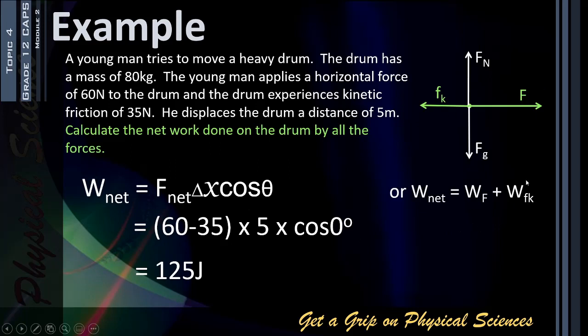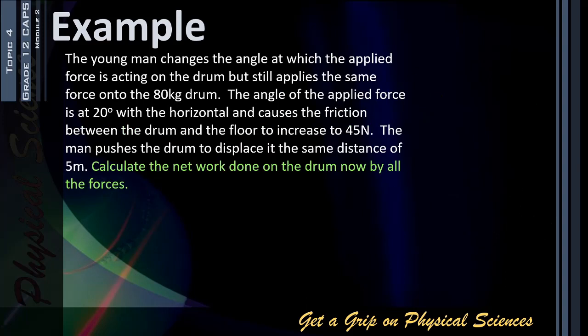You could, however, also use the work done by the applied force and the work done by the kinetic friction that you already calculated in order to determine what the net work was. So the work done by the applied force was 300 joule, and we know that negative work of 175 joule was done by the kinetic friction, and that will also give you a net work of 125 joule.